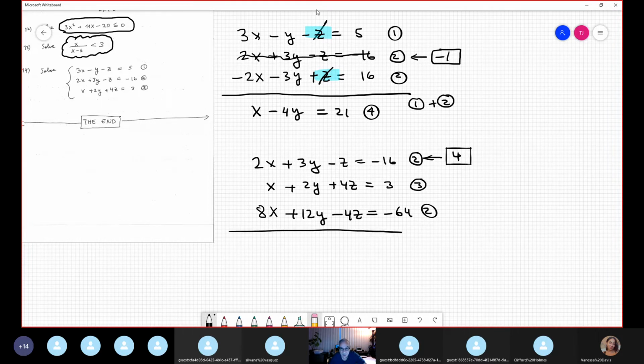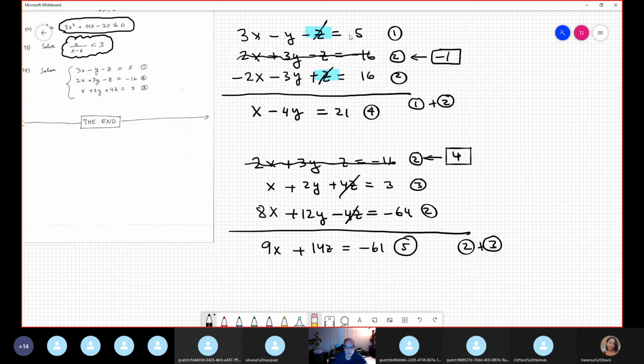So, one more time, we add equation 2 plus 3, column by column, the corresponding column. You add this and this: 9x. 14y, because 12 plus 2 is 14. The z is cancelled. That's what's important. And on the right-hand side, we have negative 61. Here I call this equation 5.